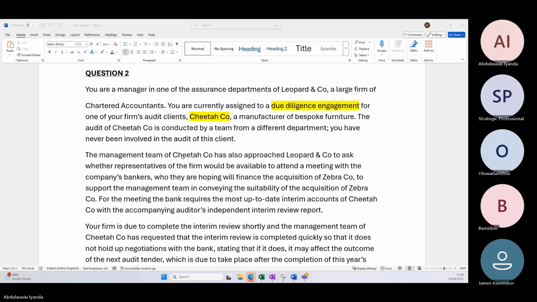So the management team of the client has also approached Leopard & Co. to ask whether a representative of the firm could be available to attend a meeting with their banker, who they are hoping will finance the acquisition of Zebra, to support the management in conveying the suitability of the acquisition. Look at this. You can see this is a problem because it's under due diligence. And once you hear anything due diligence, I'm very sure some of us will remember there's acquisition coming in. So they want us to meet with their banker. I want to highlight this because this is a problem.